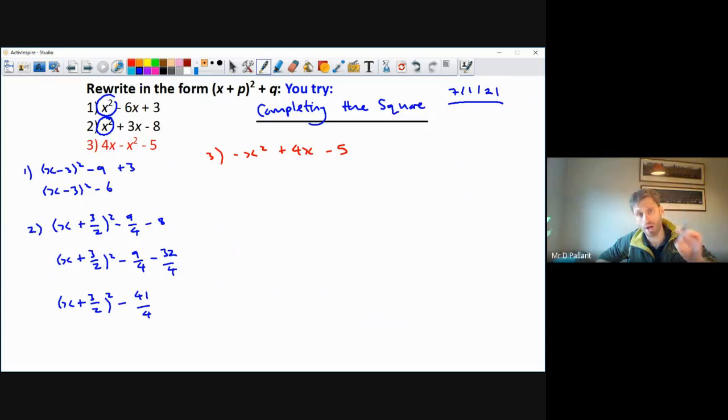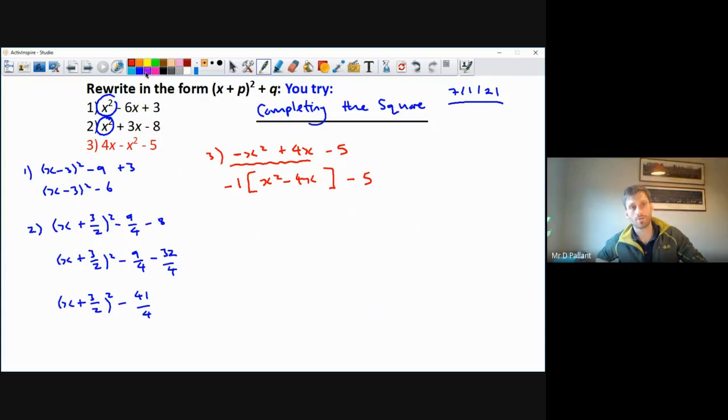So what we're going to do is we're going to factorize that minus out of some of the terms. So work with me. A minus is, of course, just minus 1. I'm not going to factorize the minus 5. I'm going to just leave it on the end. So if I factorize minus 1 out of those terms, I will get x squared minus 4x. I haven't completed the square yet. I've just pulled the minus 1 out.